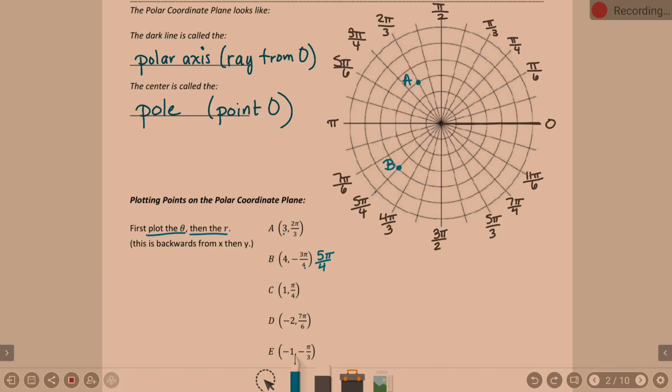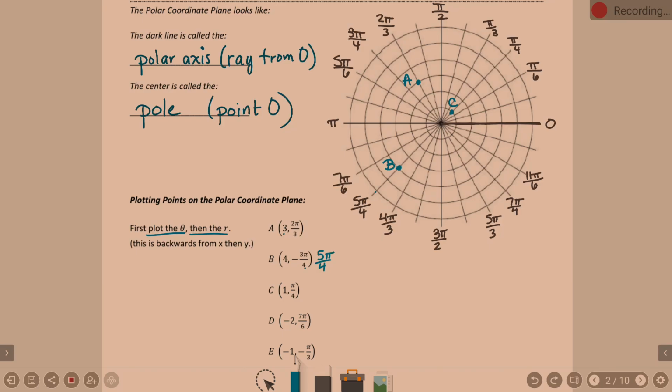Now, I don't know why I didn't put C first, but C should have been the first one you did, really, but that's all right. 1, pi over 4, can you handle that? No tricks here. Go to pi over 4 and go out 1. That's point C. Okay. Ready for D? I guess I just wanted multiple A's. That would definitely be point C. I don't know what I'm thinking there, but thank you.